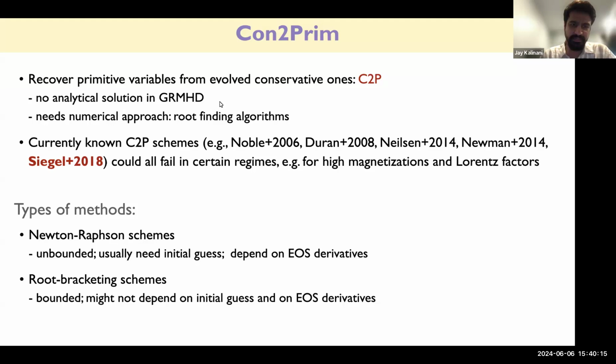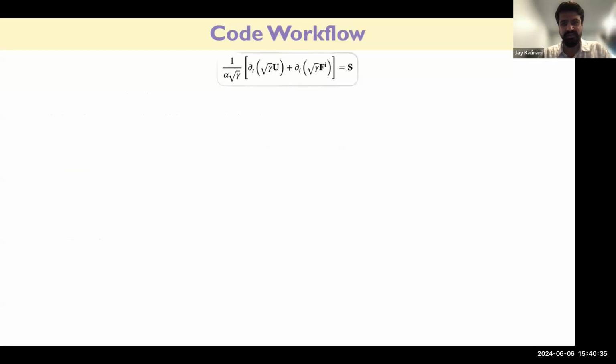There are many different kinds of these con to prim schemes that exist in the literature. Typically, some of them are based on Newton-Raphson schemes, and others employ root-bracketing schemes. So these are some of the elements that a GRMHD code might entail. Just to give you a quick recap of how things are all put together.